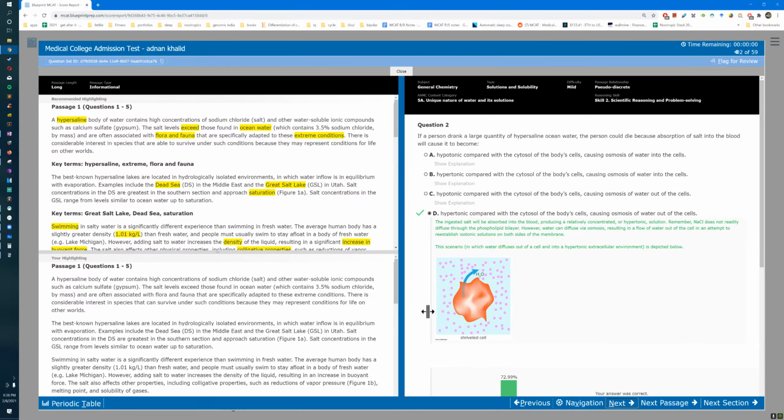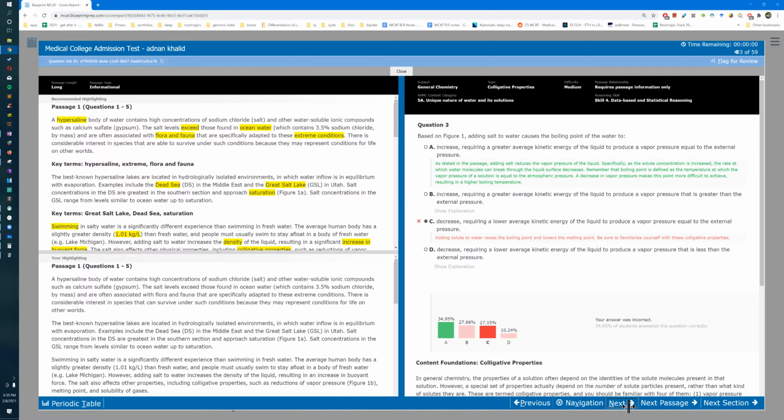Hypertonic means there's more salt and therefore less water, and your cells, in comparison, will have less salt and therefore more water. Through diffusion or osmosis, water will leave the cell and go into the hypertonic environment, and that'll cause the cell to shrivel up. If it was the opposite, it'll cause the cell to burst.